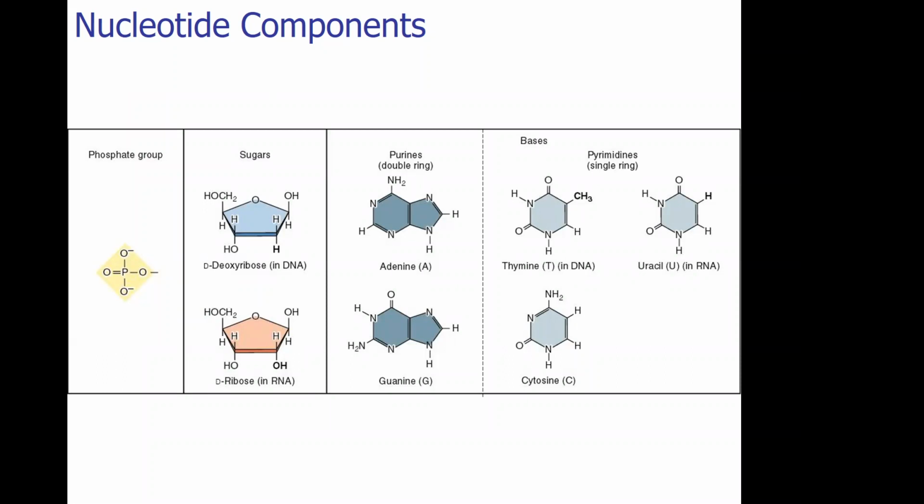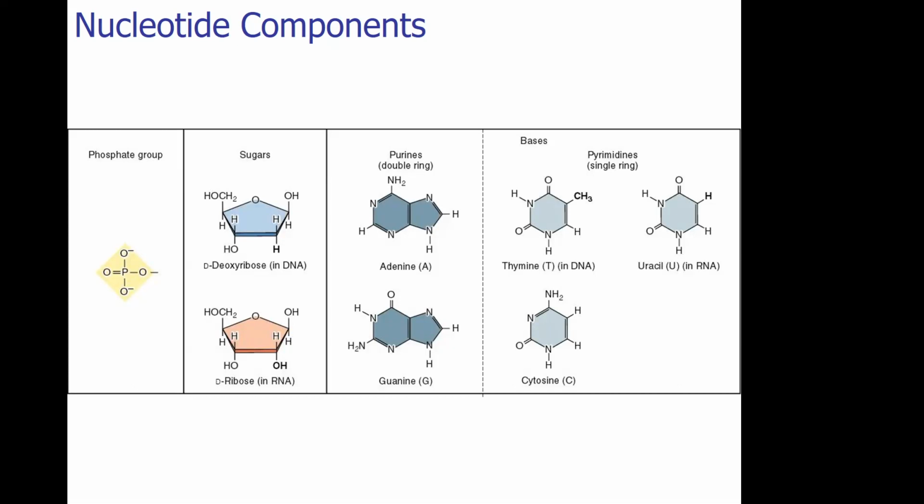So the big name, pyrimidine, goes with the littler bases, I think of them as the littler bases. Thymine and uracil are almost identical. Thymine has a methyl, uracil does not. Otherwise, they're the same, and they function the same, right? A can base pair with T, and A can base pair with U.